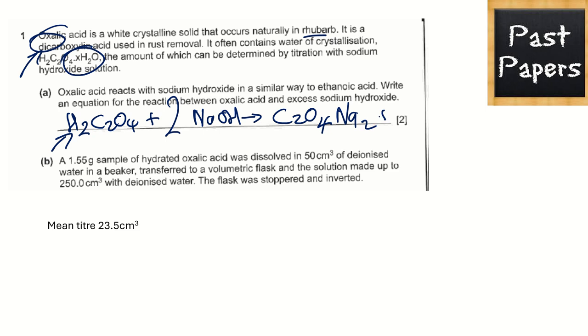Okay, and I'm going to get that. And remember, every functional group, when it's neutralized, gives 1 water molecule. There's 2 functional groups on here, so I'm going to get 2 water molecules. Right, let's have a look at what's going on in the question now.